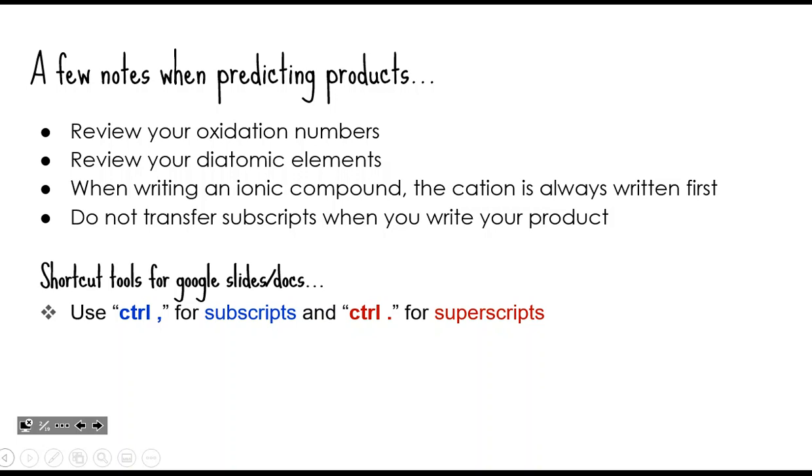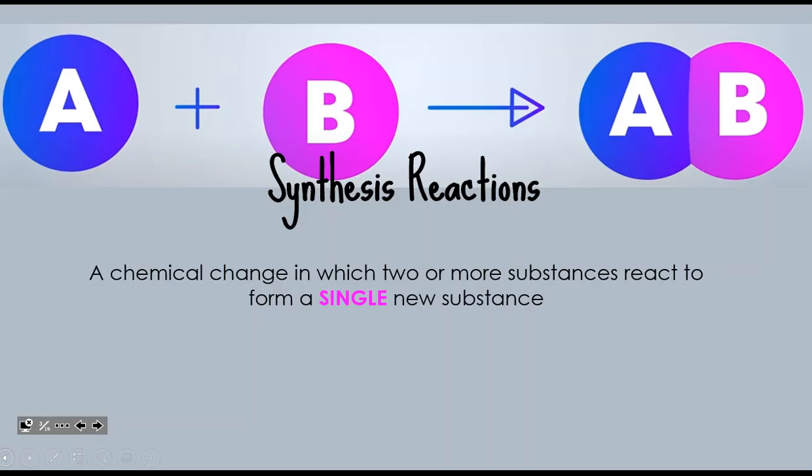Now, if you're using the Google Slides or Docs, control comma is for subscripts, control period is for superscripts. That'll just make it go faster and easier for you if you're going to use the Google Slides for this particular lesson. If you're writing on paper, great, just follow along.